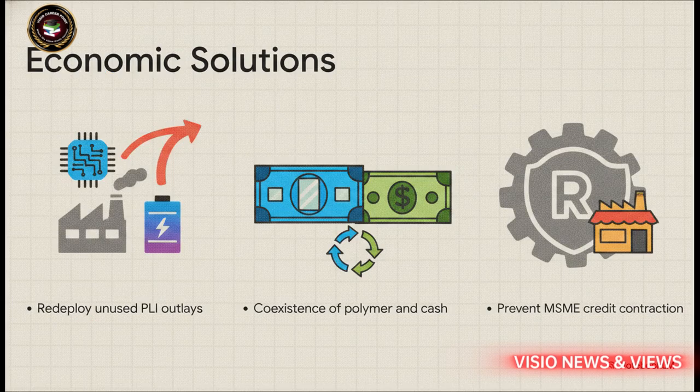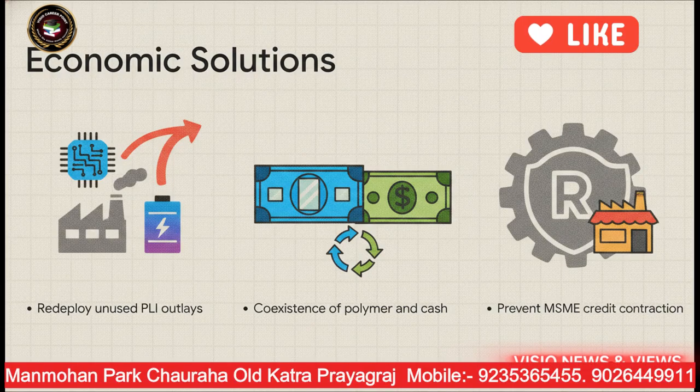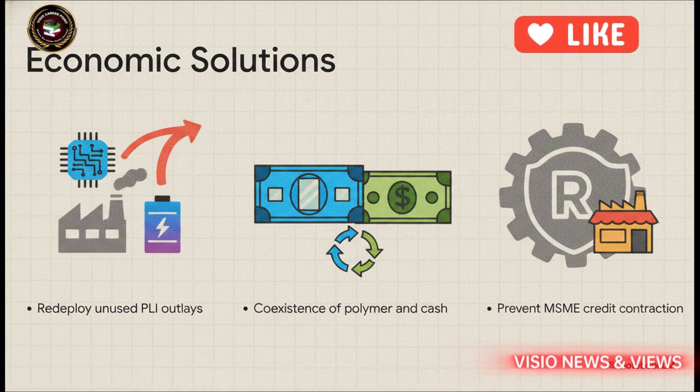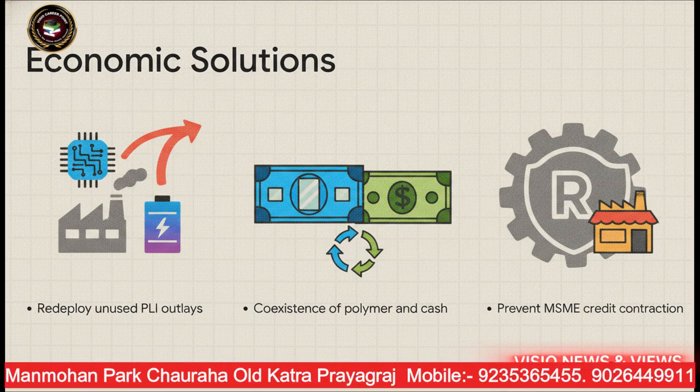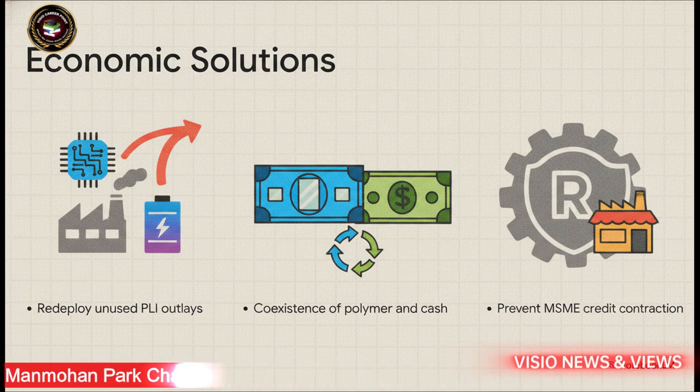As the economic survey suggests, to fix this import reliance, we might need to redeploy unused PLI outlays into deep tech manufacturing, think semiconductors and EV batteries. For currency modernization, the RBI absolutely must ensure the peaceful coexistence of polymer and traditional cash during the transition while upgrading all the processing machines. And for the NBFC cleanup, the RBI Financial Stability Report shows it's totally necessary, but regulators have to ensure it doesn't trigger a sudden credit contraction for our MSMEs.